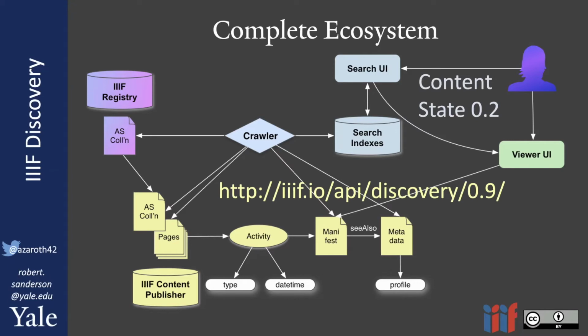So thus the complete ecosystem looks like this. The crawler via the registry finds the collections of activities that the IIIF content publishers produce. From there, it can index either the manifests or preferably the metadata in order to build search indexes, provide a search user interface to users, and then use the content state API to communicate the location and information about the manifest to the viewer of choice of the user, such that they can then interact with that manifest. Problem solved.